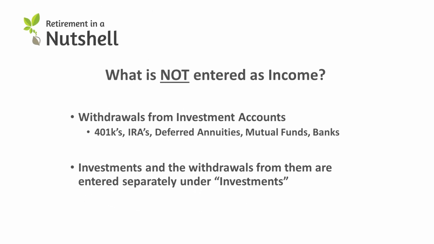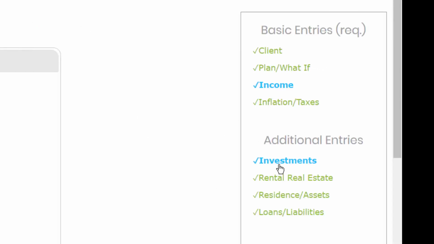Things that are not entered using the income category, but later under investments, would be items like 401ks, IRAs, brokerage accounts, variable or index annuities, mutual funds, or savings accounts. These are items that are assets that have a current account value as well as providing income from withdrawals at some point in the future.